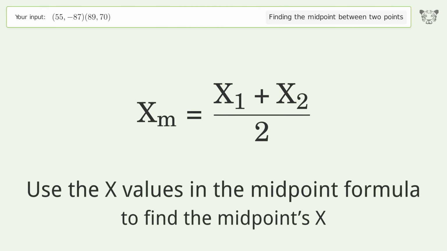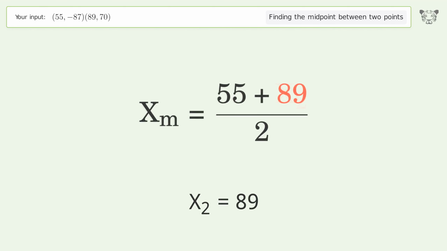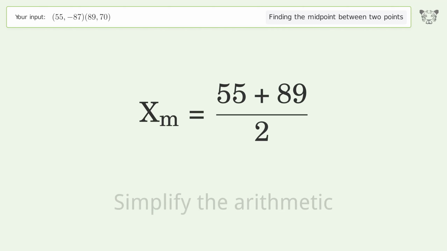Use the x values in the midpoint formula to find the midpoint's x. x1 equals 55. x2 equals 89. Simplify the arithmetic.